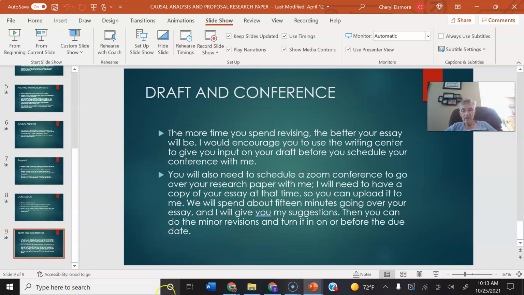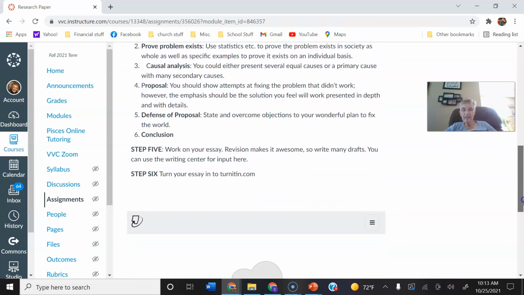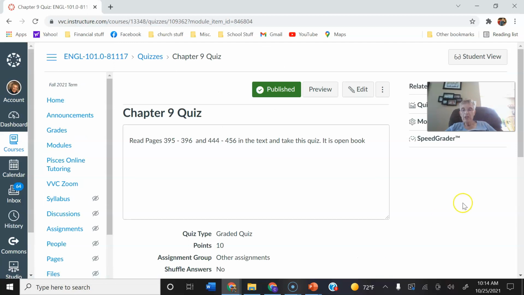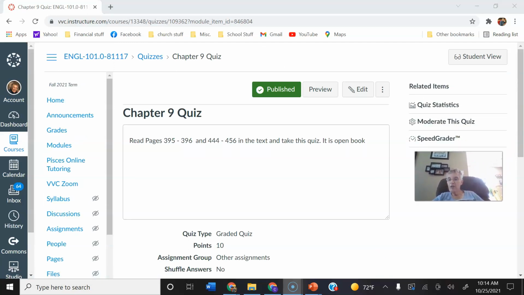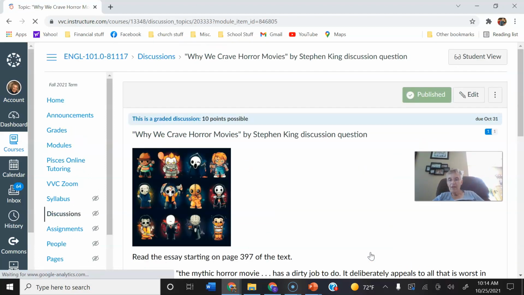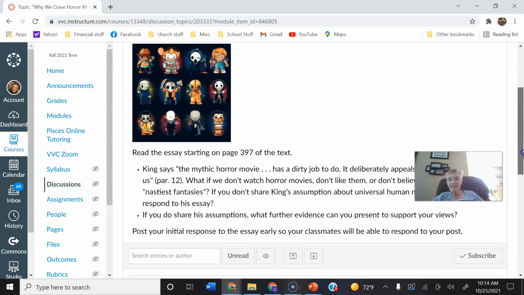Okay, so let me go back over here to what else we needed to talk about this week. This gives you the ideas in a more concrete, more summarized form. What else are you going to be doing? You're going to read chapter 9 and take the quiz. This one's a kind of fun one. It has to do with causal analysis: why we crave horror movies. It kind of fits with what we are doing here.